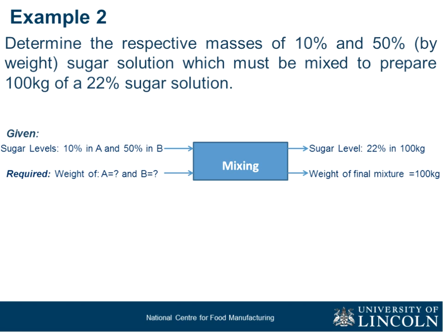Now, another example here, we have this already, I will just explain this. The question is: determine the respective masses of 10% and 50% sugar solution which must be mixed together to prepare 100 kilogram of 22% sugar solution. Somebody has a question about not getting how to get the third equation, so I'm going to explain that now.